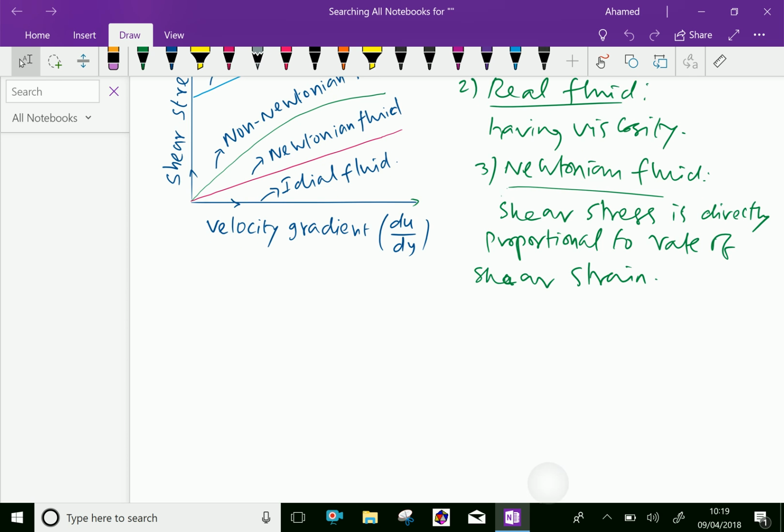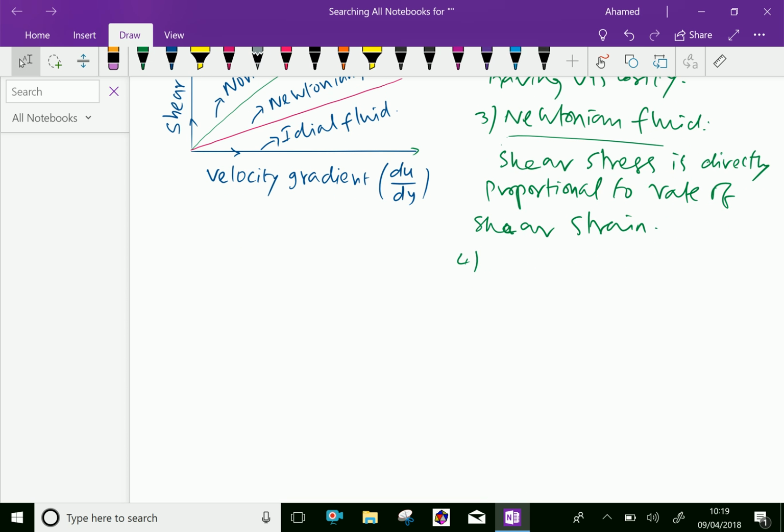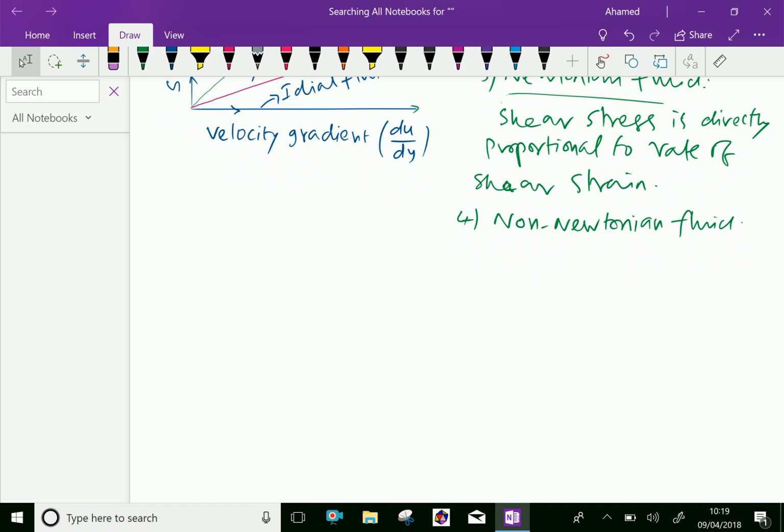Fourth one, non-Newtonian fluid. A real fluid in which the shear stress is not proportional to the rate of shear strain or velocity gradient is known as non-Newtonian fluid. Means shear stress is not proportional to the shear strain.